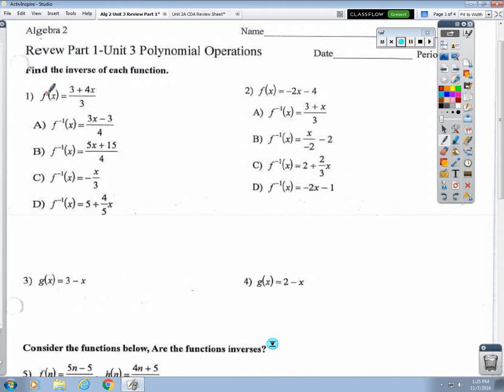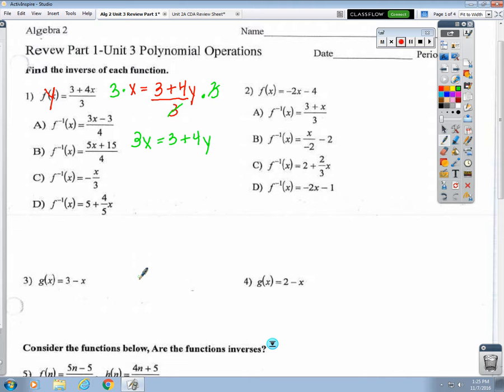Well, isn't this f of x basically the y? They're the same thing. So when we switch x and y, what will it look like? Right? And then, what's step two? Solve for y. Okay, well, what do you need to do to get y by itself? Multiply by that 3 to get it out of the bottom, and then you'll multiply by 3 over here. 3x now equals 3 plus 4y, because over here, the 3 over 3 canceled to 1.